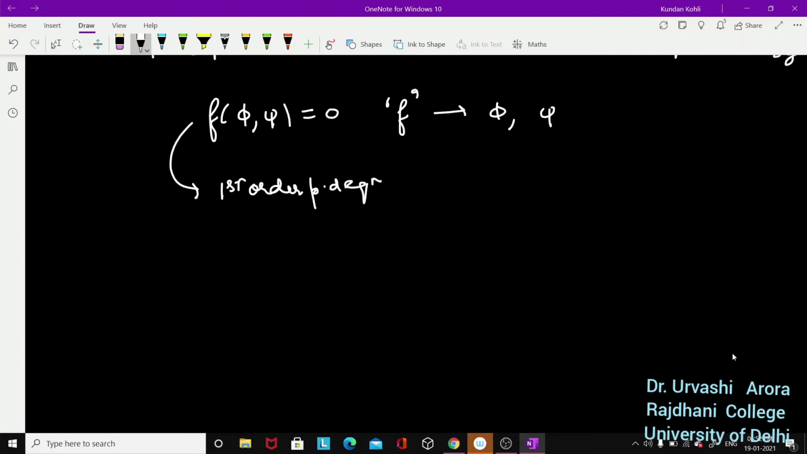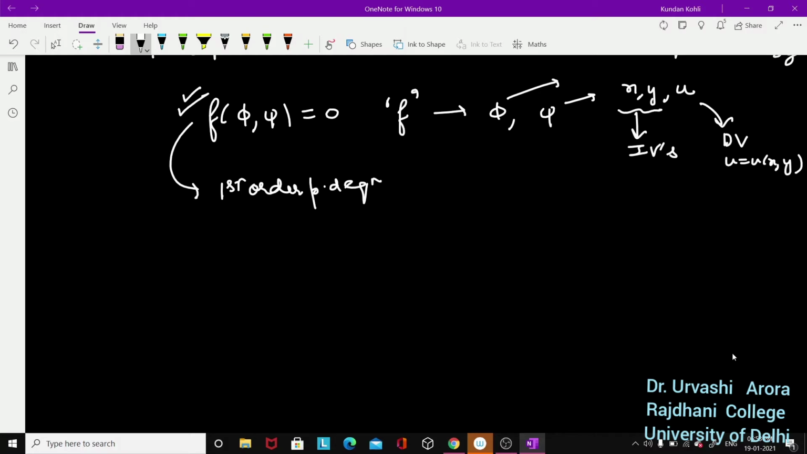Here you have to remember that phi and psi are known functions of the variables x, y and u, where x and y are independent variables and u is a dependent variable which is dependent on the independent variables x and y. So the question was that if you are given a relation of this type where f is an arbitrary function of two known functions, then how to find the first order partial differential equation corresponding to this relation.